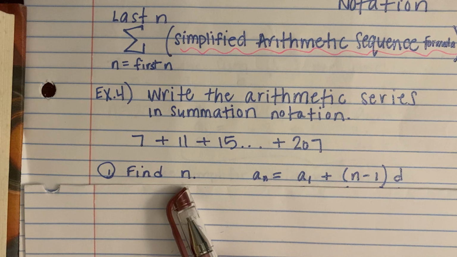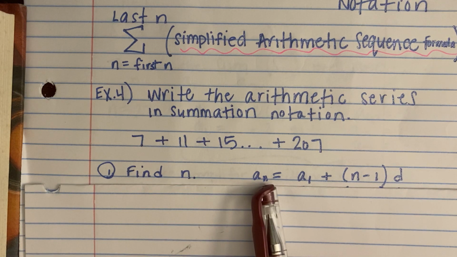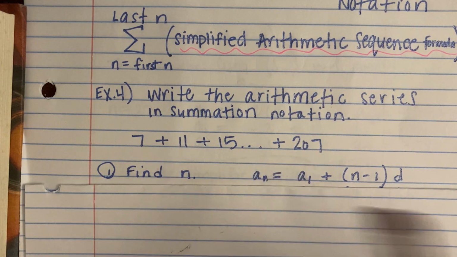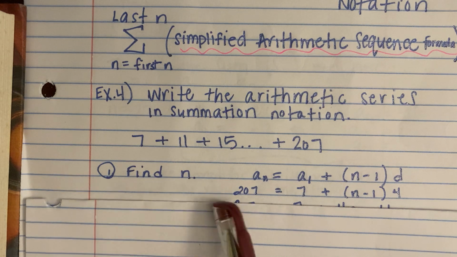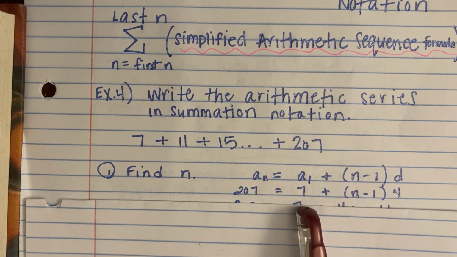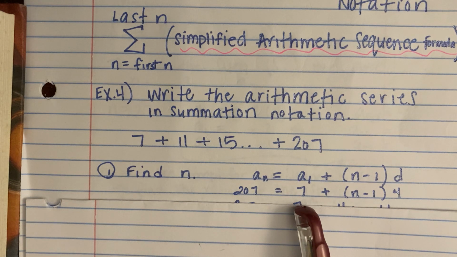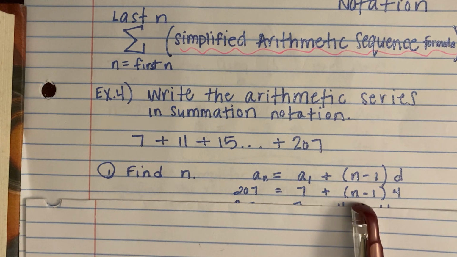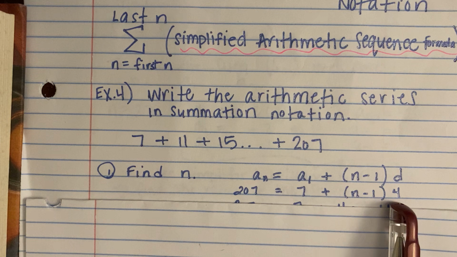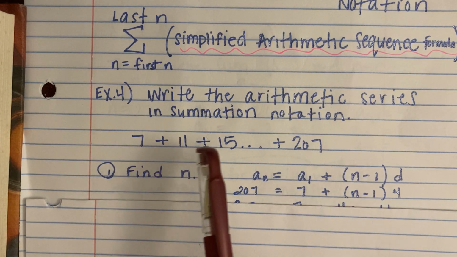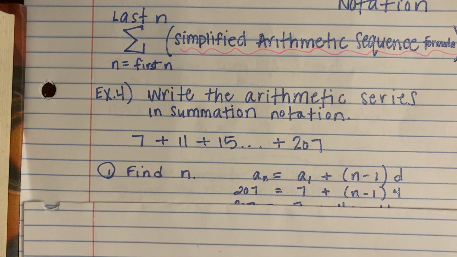To find n, we're going to use the arithmetic sequence formula from 9.2. I know the value of my last term in the series, that's the 207, so that's what I'm putting here. The value of the first term in the series is 7, so that's what I'm going to substitute for a sub 1. We're looking for n. And d, the common difference, is 4, because every time we move from position to position, we're adding 4.